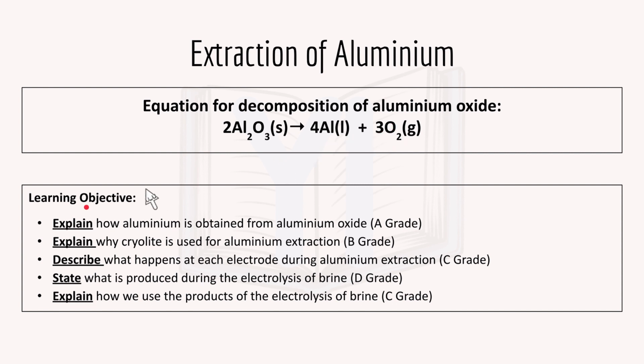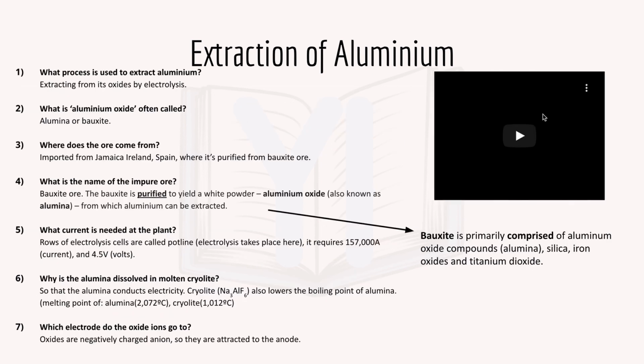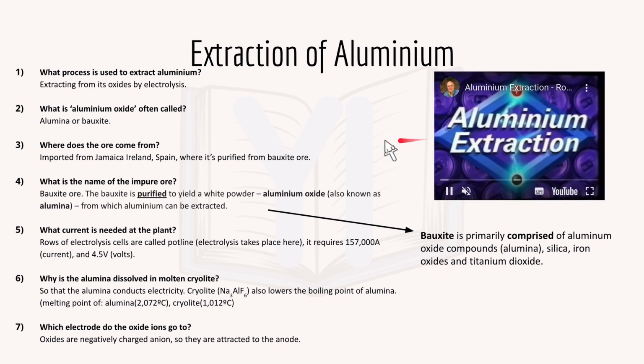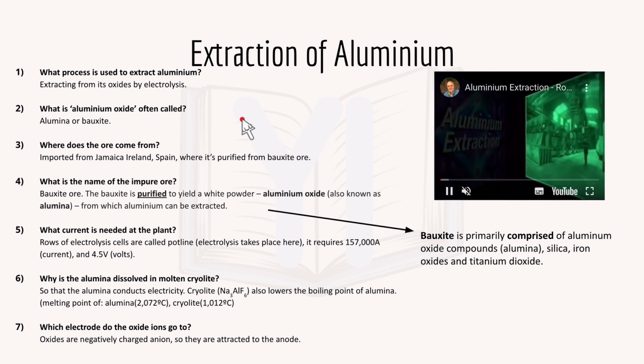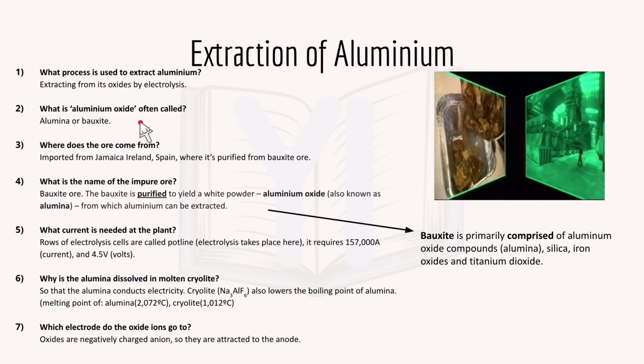And here are the learning objectives. Then we'll move on to the extraction questions. I'll just play this video while I talk through it. What process is used to extract aluminium? It's extracted from its oxide by electrolysis because it's above carbon. And what is aluminium oxide often called? It's called alumina or bauxite.